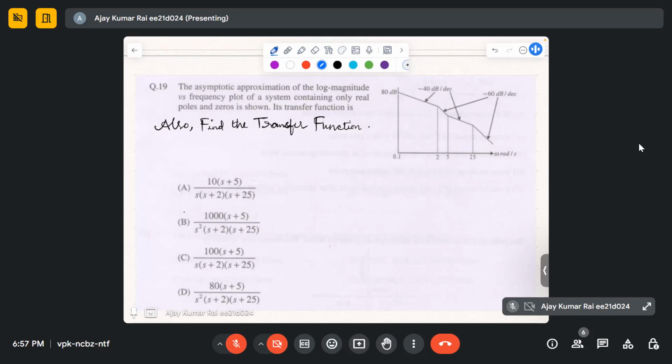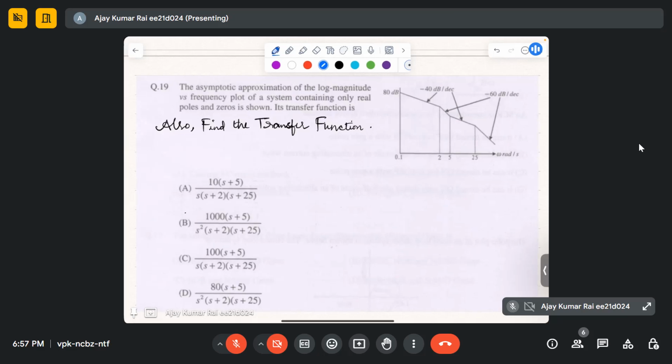The asymptotic approximation of the log magnitude versus frequency plot of a system containing only real poles and zeros is shown. Its transfer function is... So we are given a Bode plot and we have to find out the transfer function. It's also very simple. Let's first find out the corner frequencies.